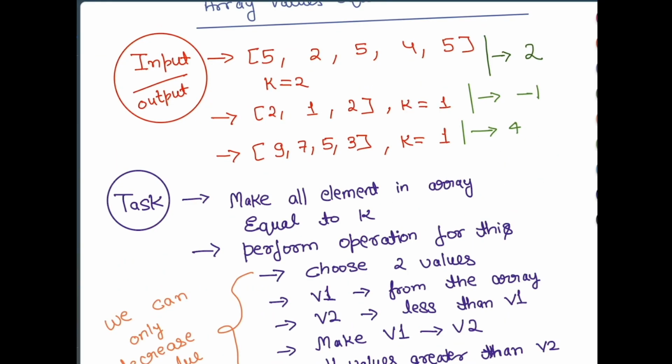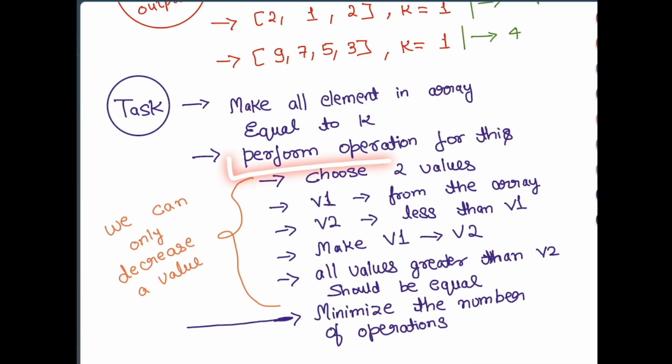The first task is to make sure that all the elements in our given array are equal to k. For example, if the value of k is equal to 2, then you have to make all these elements equal to 2. So right now it is 5, 2, 5, 4 and 5. This is already 2. You have to make other elements equal to 2. That is what the task is all about. Okay. Now how can you make the elements equal to 2 or equal to any given k? It depends upon the operation. So you need to perform some operation for this. Now what is that operation?